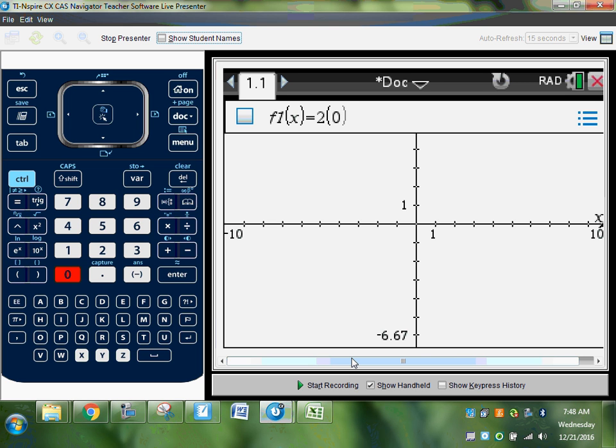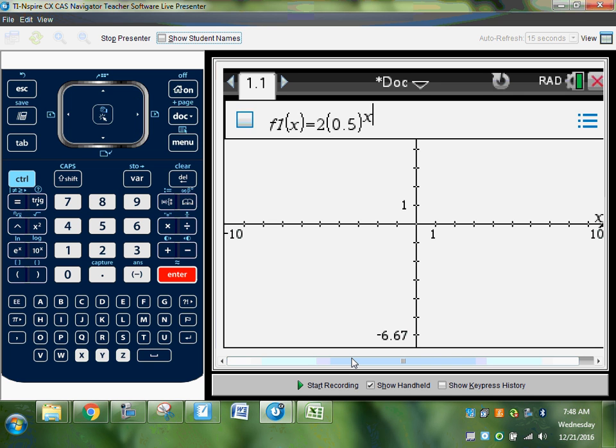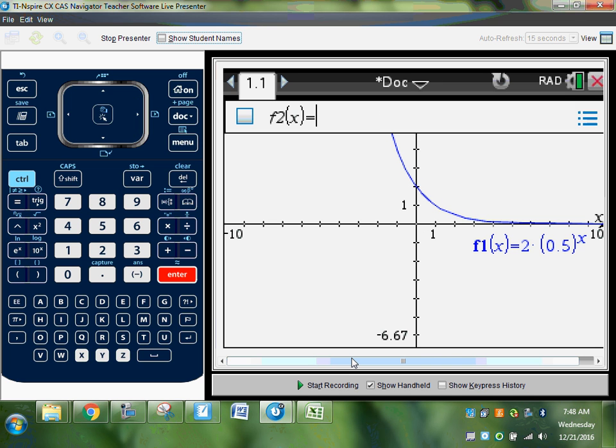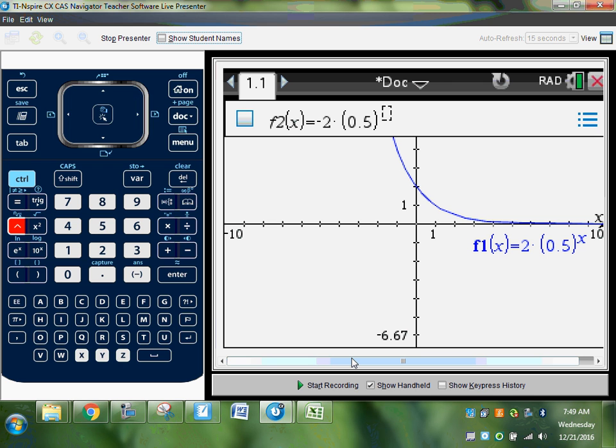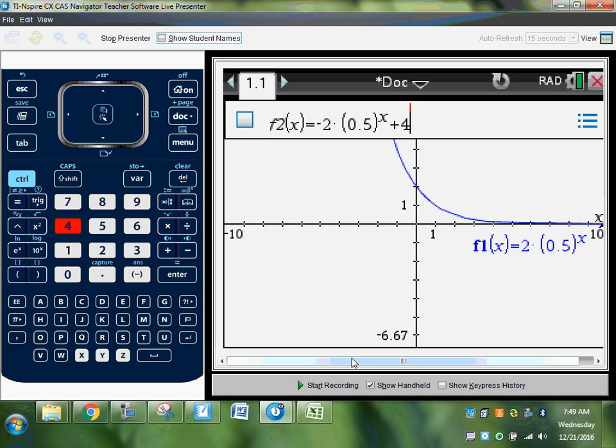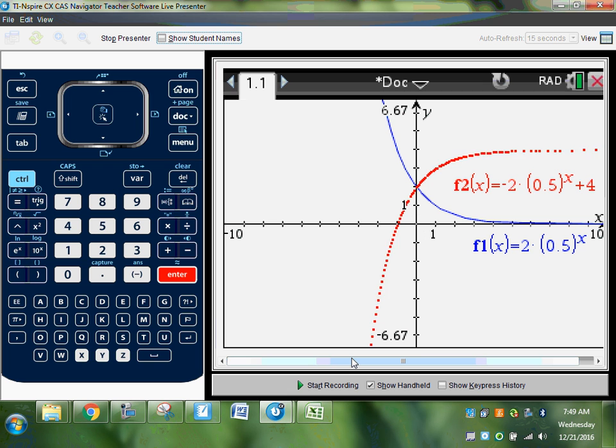Plug in the original one, which was, what did we say it was? 1/2 times, oh, sorry. Go in and type in 2 times 0.5 to the x, and let's see, because that's the thing that's great. You can always check to see whether or not this is actually correct if you have the calculator with you. Do the original one, so don't do the negation just yet. And then the second one would be 2 times 0.5 to the x, and then was it plus something? Yeah, plus 4.